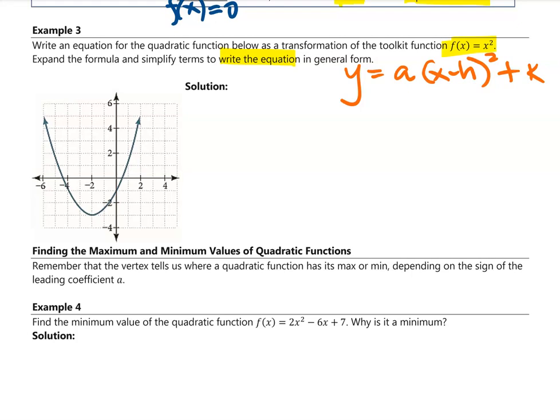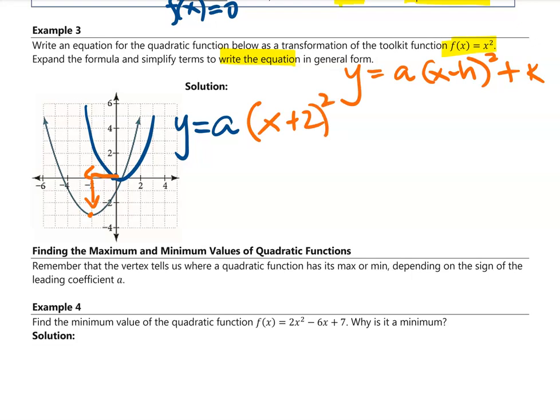So this is y equals, we don't know what a is for this. From the origin, think about your parabola here. This is the vertex of the parabola, you move this 2 to the left and down 3. Do you agree? So if you move it 2 to the left, that's going to be x plus 2 squared, down 3, so minus 3.